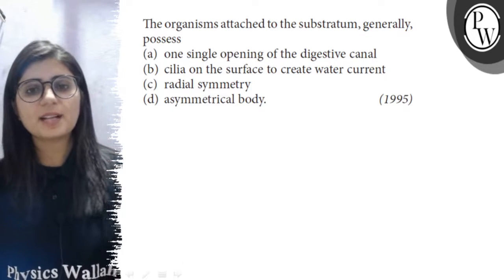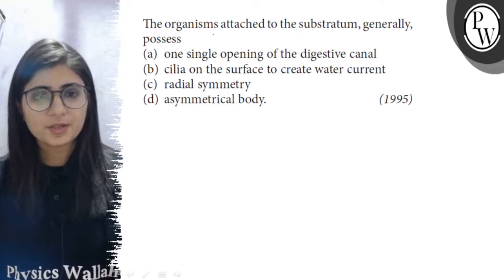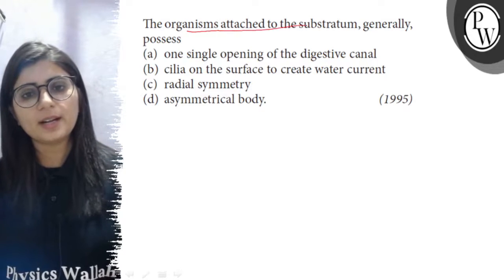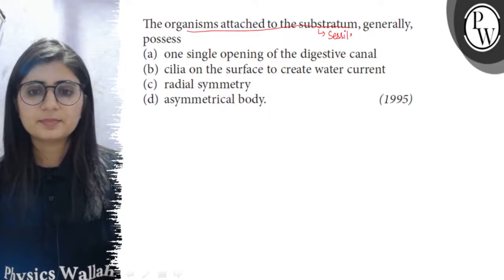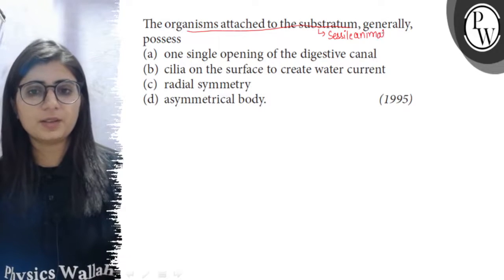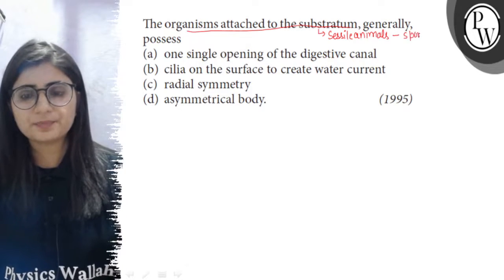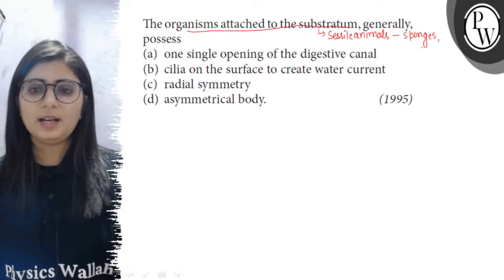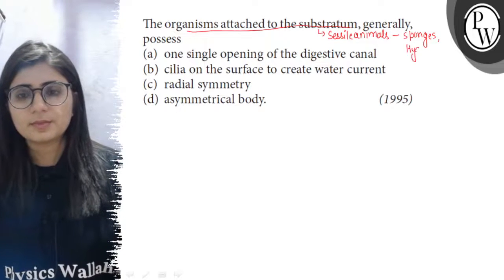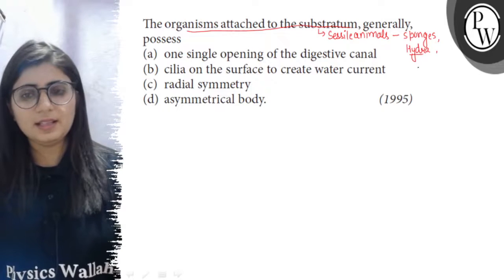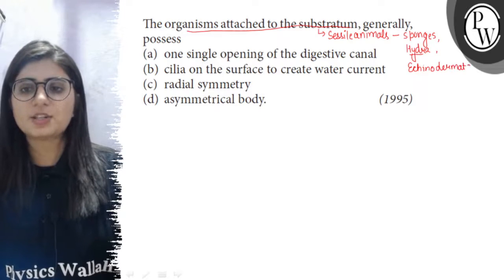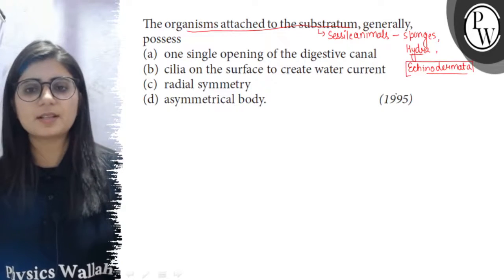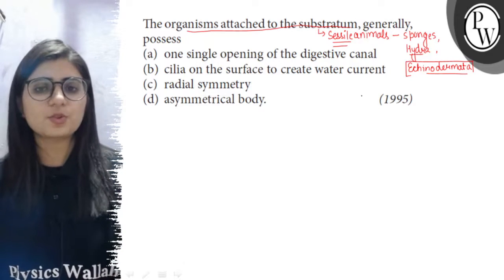The organisms attached to substratum generally possess... So the organisms which do not locomote and remain attached to the surface are called sessile animals. As you see in case of poriferans, the sponges are sessile, and also generally the hydra, they are sessile, and also most of the members of phylum Echinodermata are sessile. So sessile animals means which cannot locomote, they remain attached to the surface.